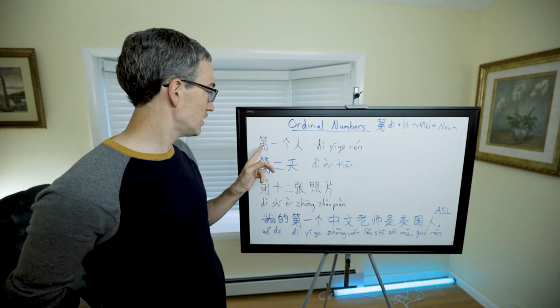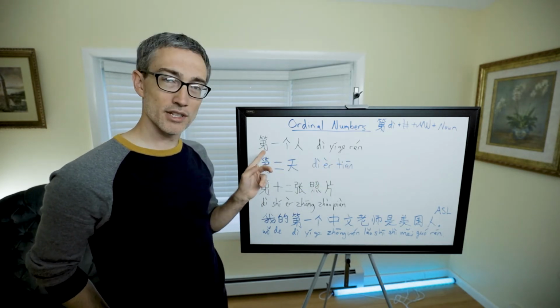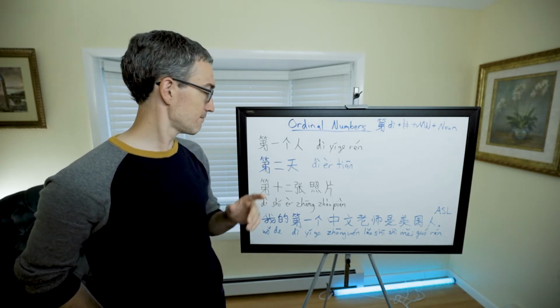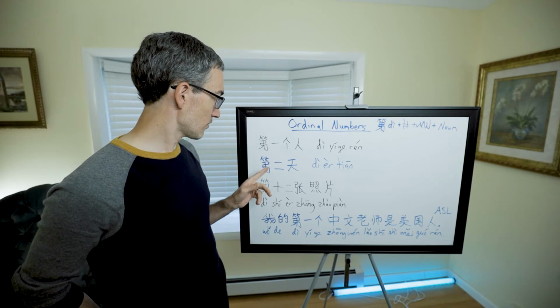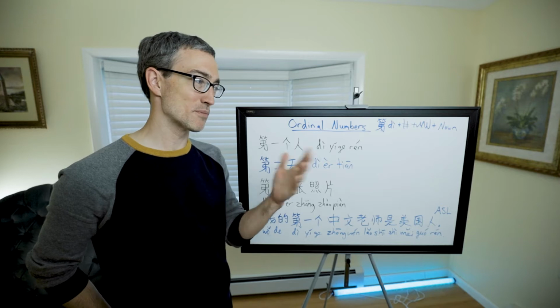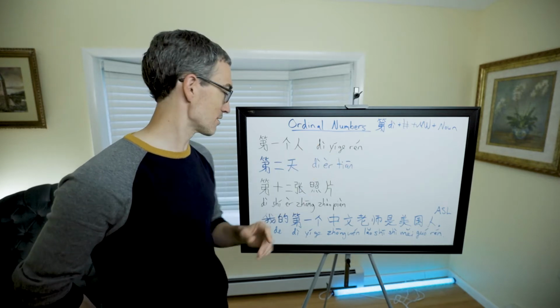So here we go. 第一个人, what do you think that means? 第一个人, the first person. That's not talking about first person like in writing, by the way. That's just like the first person who came today was this person, whatever.